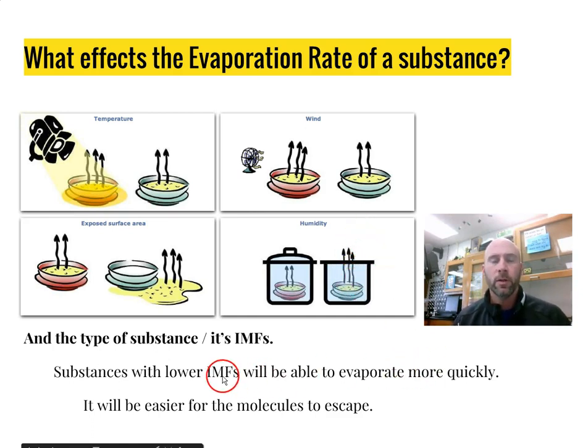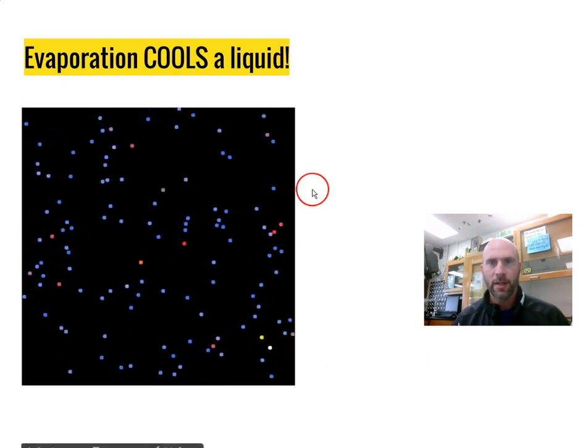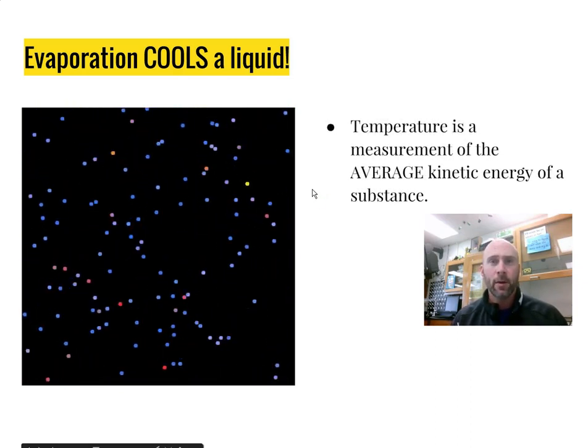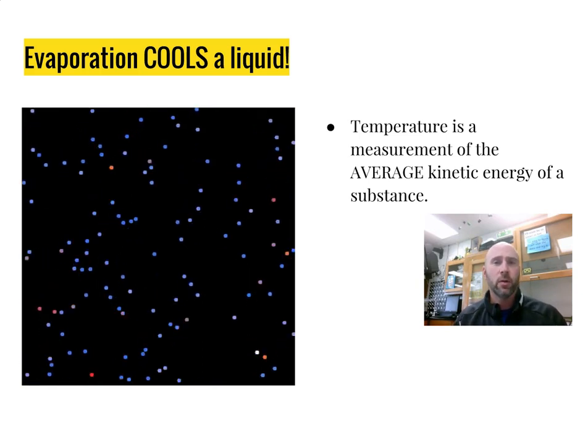Okay, but it always will come down to the IMFs. If it's strong IMFs, it's going to resist, and they're not going to be able to escape. If it's low or weak IMFs, they're going to be able to escape more quickly or easily. All right, so this whole process then cools the liquid down. So evaporation is a cooling process.